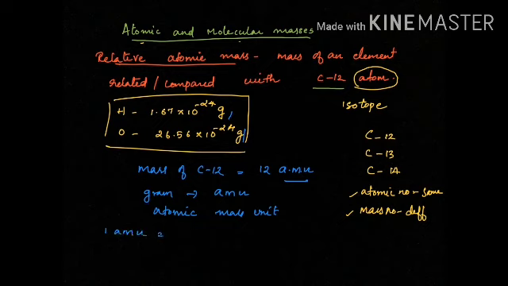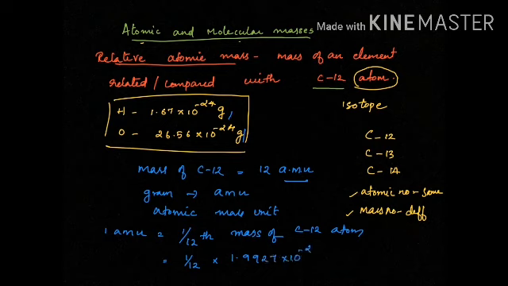Now we need to convert the grams in terms of AMU, right? So 1 AMU is equal to 1 by 12th mass of carbon 12 atom. So 1 AMU means it is the 1 by 12th mass of carbon 12 atom. So what will it be? 1 by 12 into the mass of carbon 12, which in terms of grams is 1.9927 into 10 raised to minus 23 grams. Okay, so this is the mass of carbon 12 in terms of grams.